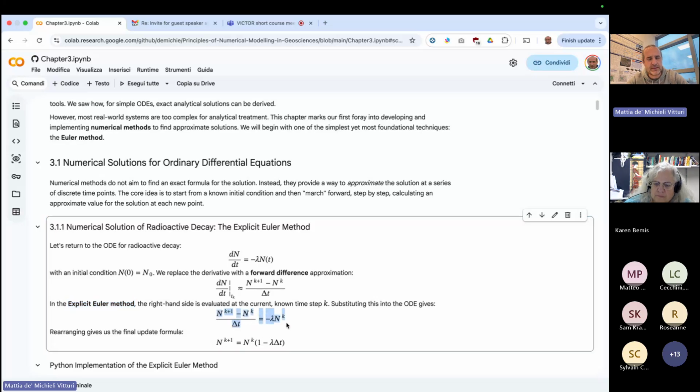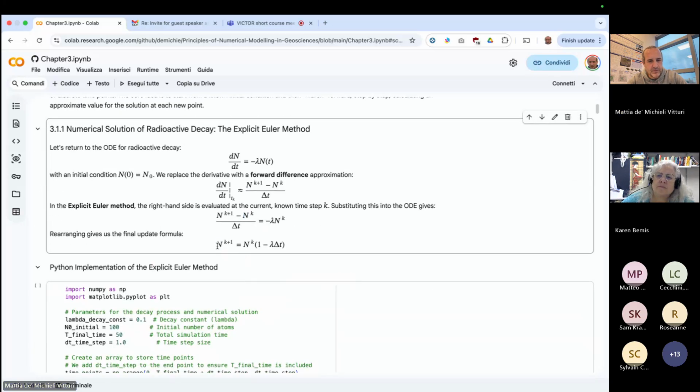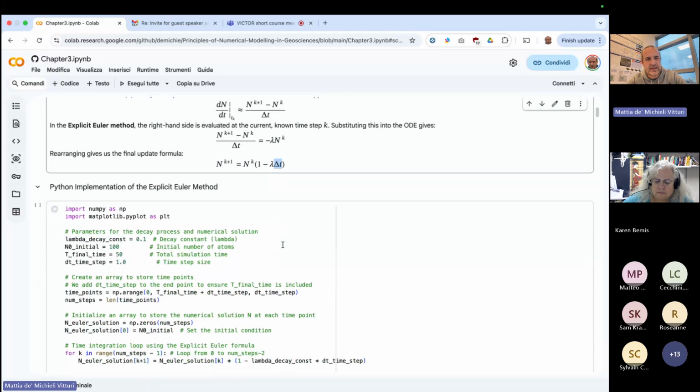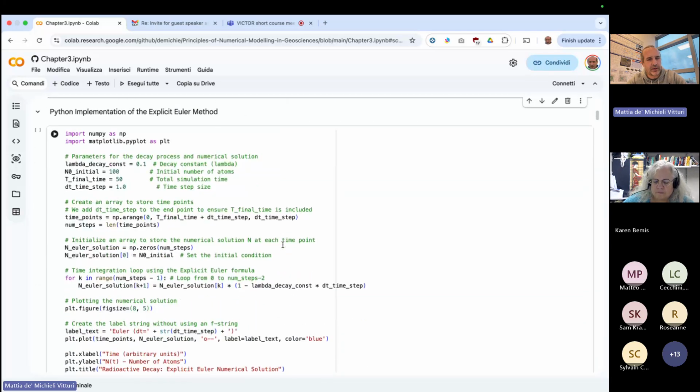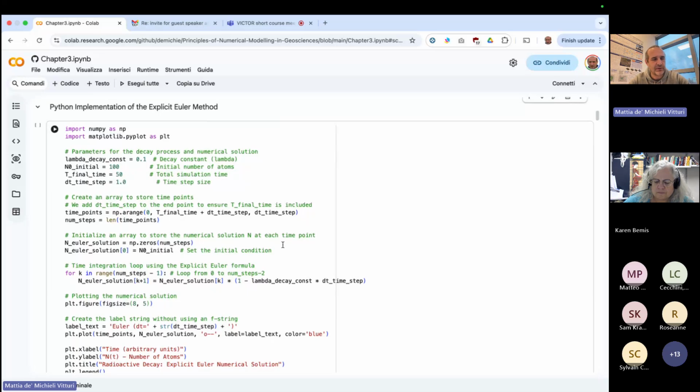So the explicit method will replace our original equation with this expression. Now we can multiply all the terms by delta t. Then we can move n_k to the right, collect n_k, and we obtain the new values as a function of the old one and the time step. And this is exactly what is implemented here in this first Python script.